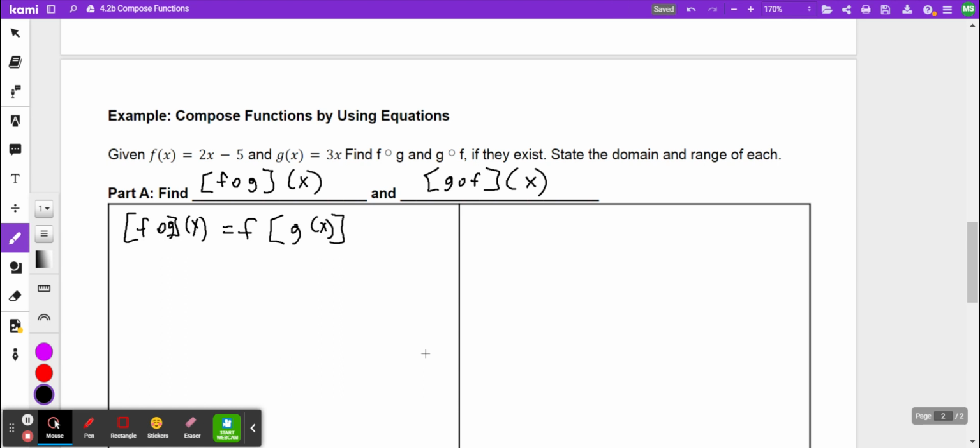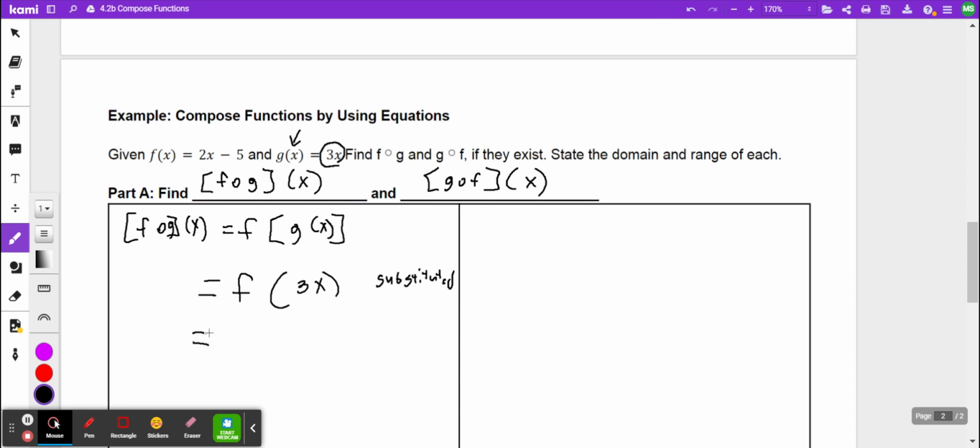So what I'm going to do right now is I'm going to substitute. What is g of x? Well, I'm going to circle it right here. G of x is 3x. So I'm going to say f of 3x. That's g of x right here. So I'm going to substitute. So instead of saying g of x, I'm going to say 3x. So I just substituted.